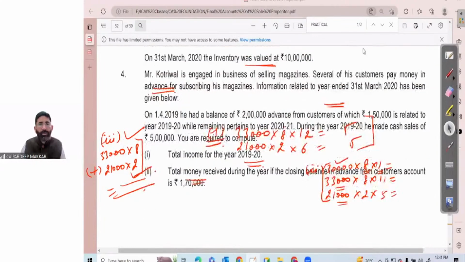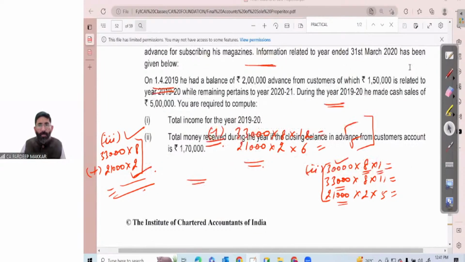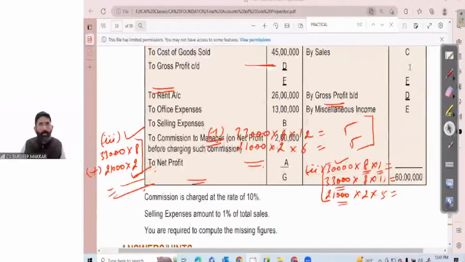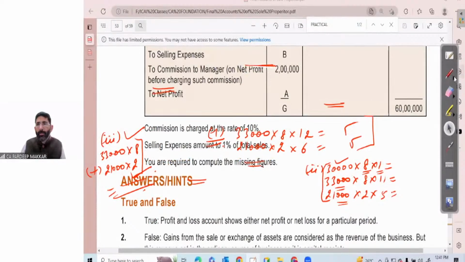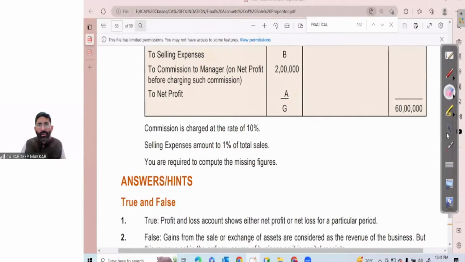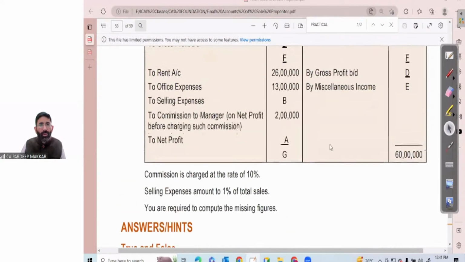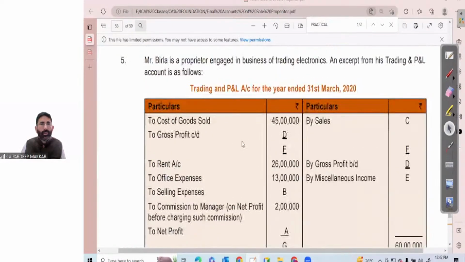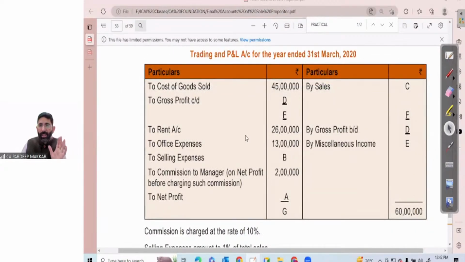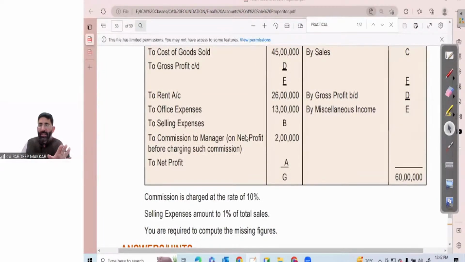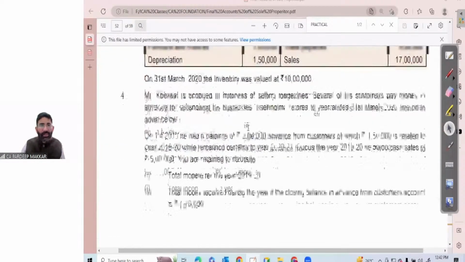Now the remaining questions you have to do better, because only the third and fourth questions have been left. The fourth question is also very simple and easy. If you see in that, we have discussed commission to manager, which is also very simple. Everyone knows that while calculating manager's commission, you have to calculate the NP before commission and then use the formula of rate by 100 plus rate that is given in this.